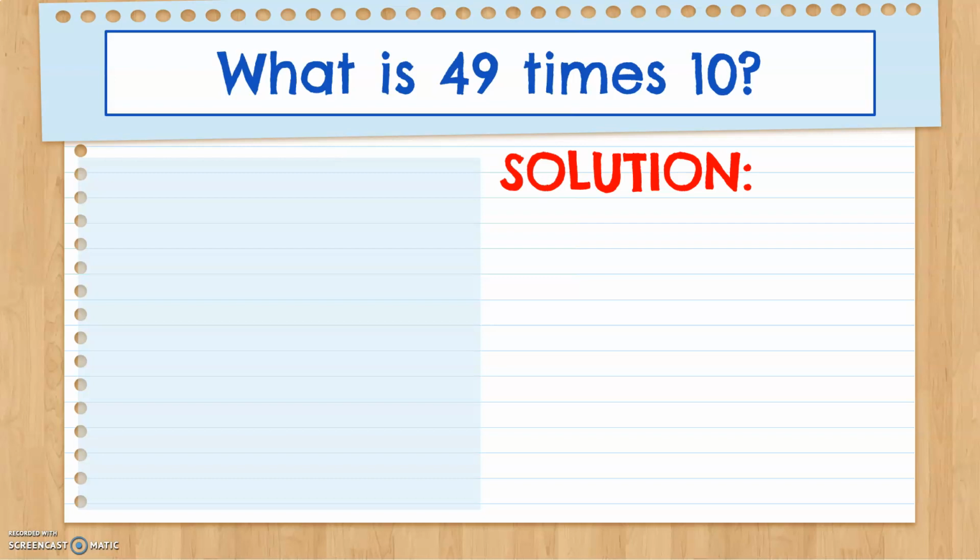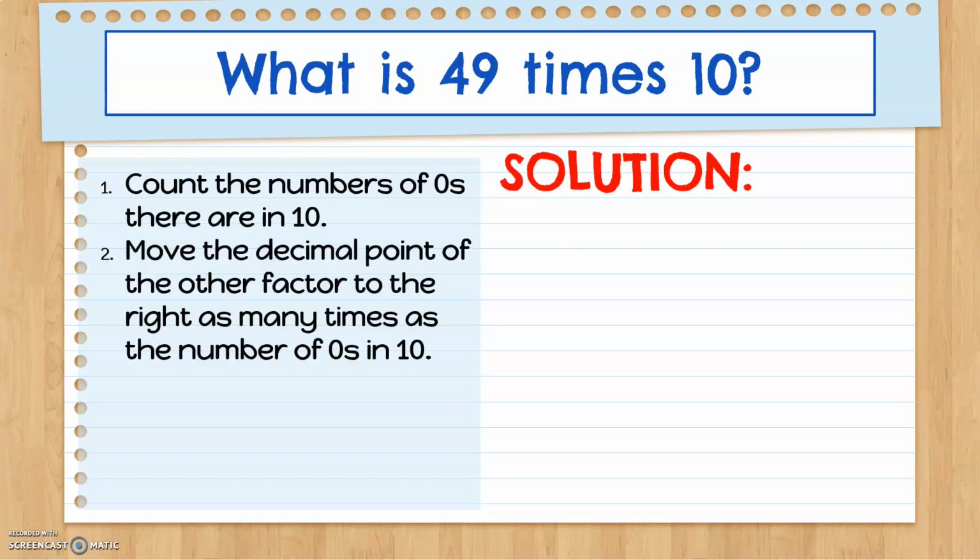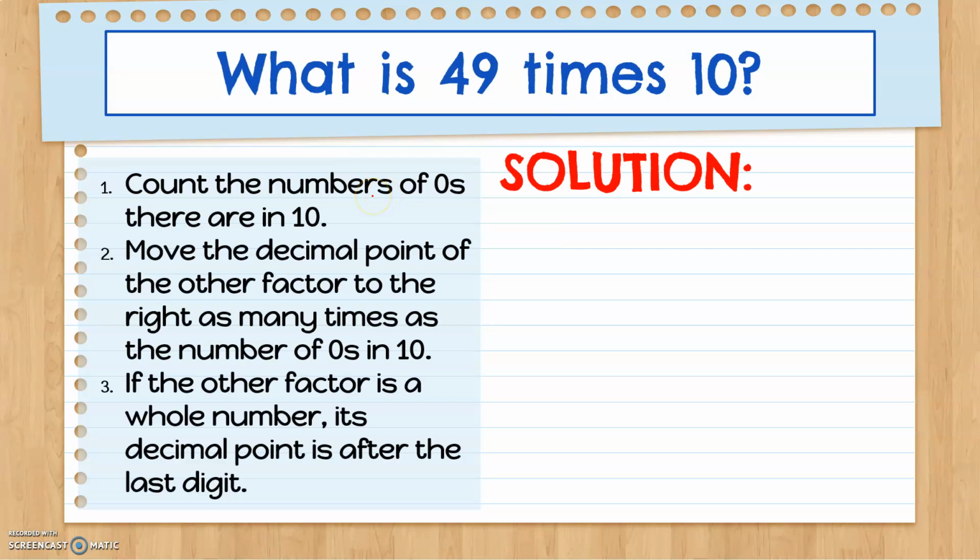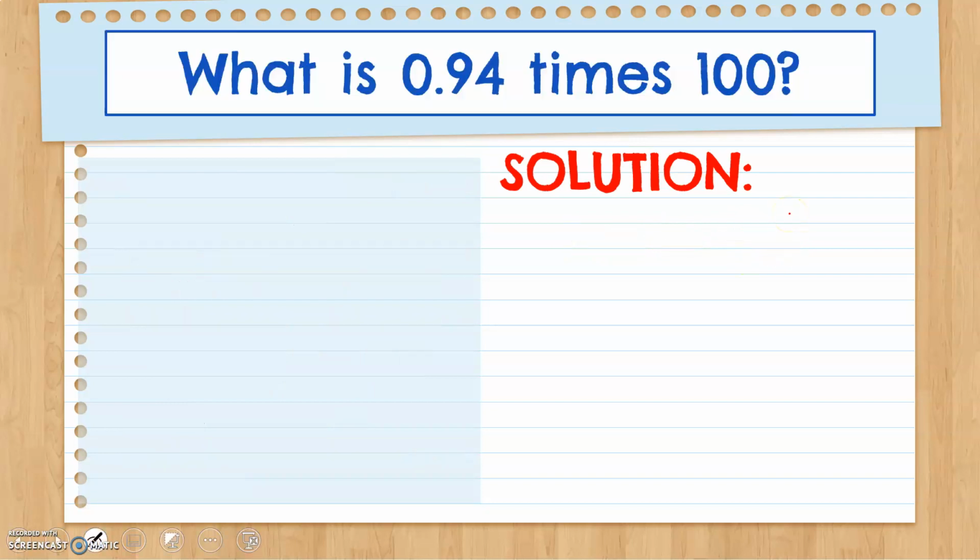These are the steps that we'll follow in multiplying these numbers. So we'll have 49. Since one of the factors is 10, what we need to do is to just simply move the decimal point of the other factor to the right. The decimal point of a whole number is after its last digit. There is one zero in 10, so that means we move this decimal point once to the right. So our final answer now will be 490. Now let's proceed to the next one.